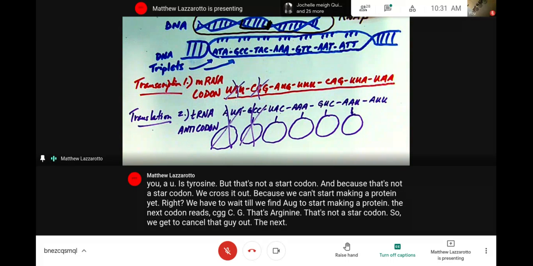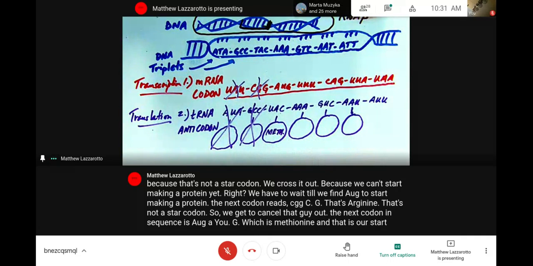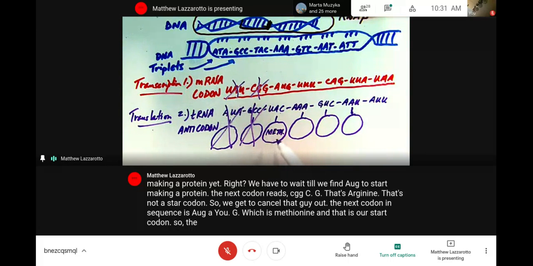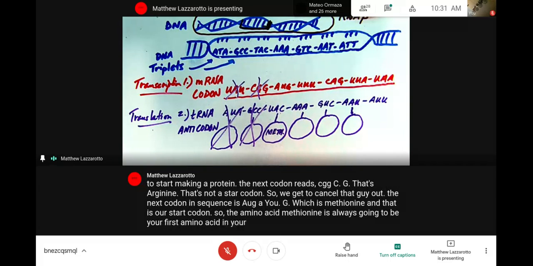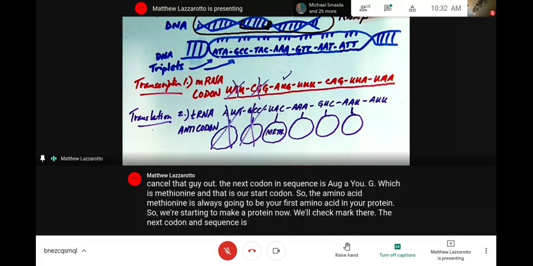The next codon in sequence is AUG, which is methionine. And that is our start codon. So the amino acid methionine is always going to be your first amino acid in your protein. So we're starting to make a protein now. Little check mark there. The next codon in sequence is UUU.